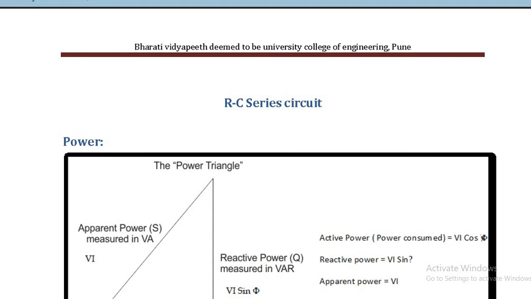Welcome to the fifth lecture of AC fundamentals. So far we have seen purely resistive circuits, purely inductive circuits, purely capacitive circuits. Then we talked about the RL series circuit. Today we are going to open up the RC series circuit. Now before I start with the RC circuit, let me talk about the power triangle.